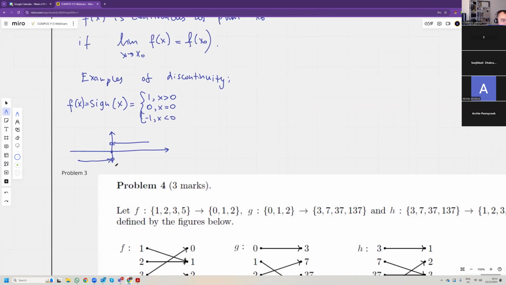This is a discontinuity of a second type. A discontinuity of a first type would be like this. So for example, f of x equals (x minus 2) squared over (x minus 2). This is a function that is continuous at every single point except the point 2, where the function doesn't exist.